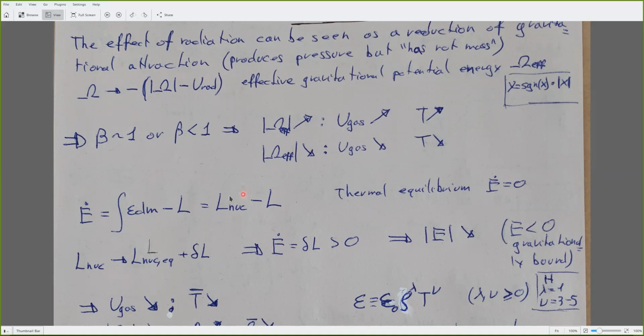Obviously, if we produce more energy than what is going outside, the internal energy of the star will increase. It's going toward the positive value. While if the luminosity escaping is higher than the energy produced by nuclear reaction, then the total energy will be more negative. In equilibrium, we have that the two are equal.